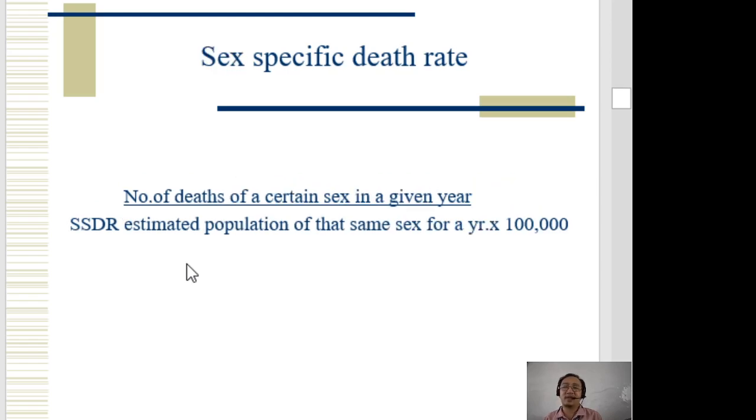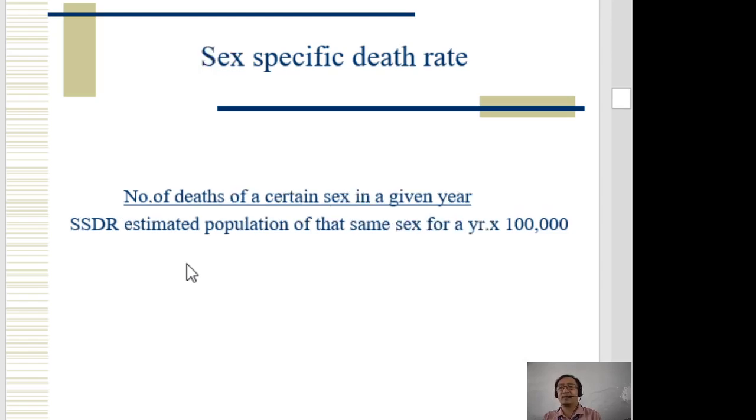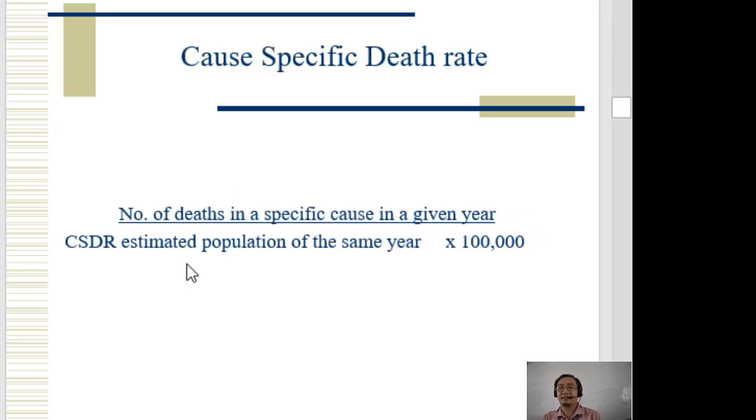And we have also sex specific death rate. As I mentioned, the risk of dying or number of deaths for males, for females, for an age group, a certain age bracket, or population groups. So that is age specific death rate and sex specific death rate. Cause specific death rate means it's the cause of death. You can cluster the causes of death.